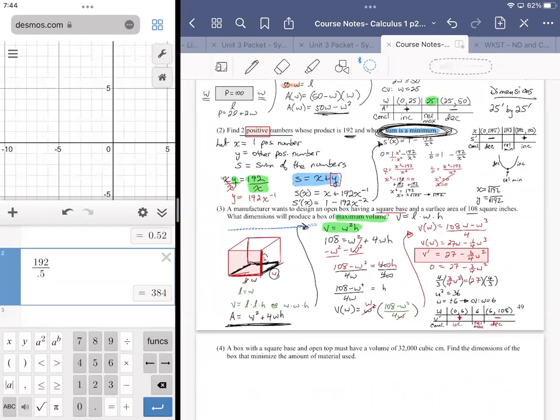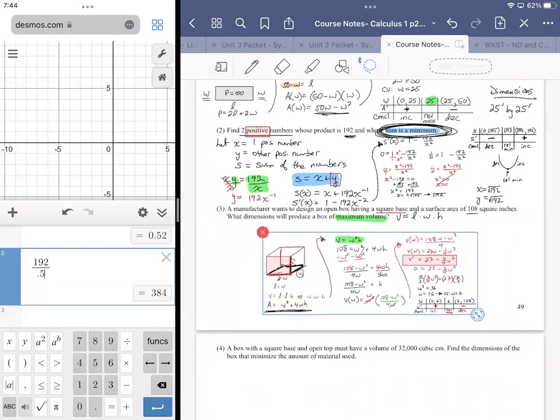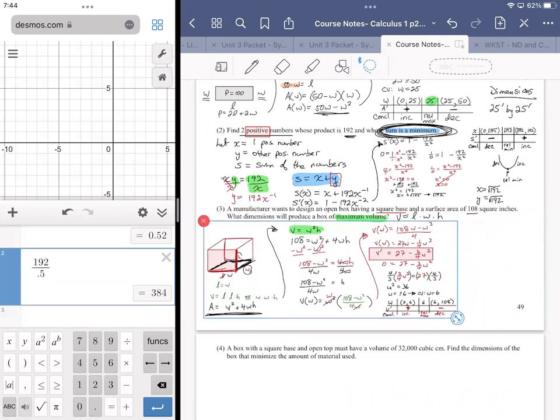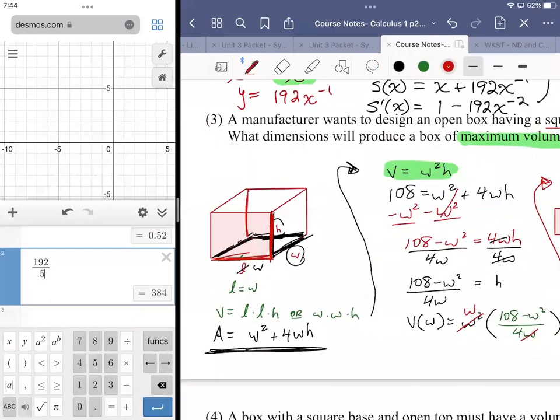All right, so it says what dimensions will produce a box of maximum volume. So I need to answer the question that's being asked. I have a width. Now that's great because we know that it's a square base, so that width is happening twice. That's 2 of the 3 dimensions that I need. I know these are going to be the same. They're both 6. So the height is just going to be whatever I would get when I substitute in to this equation.